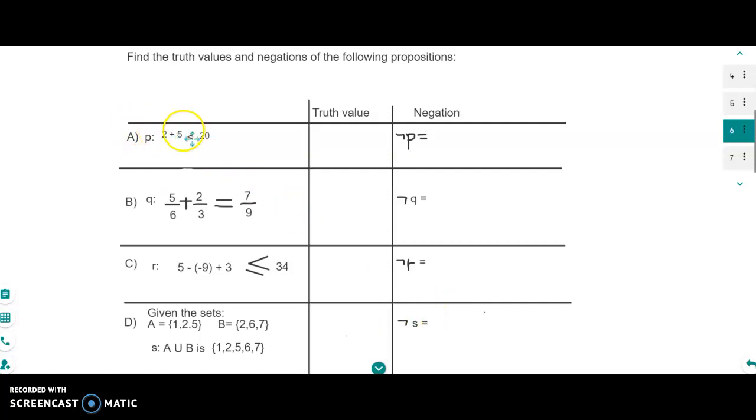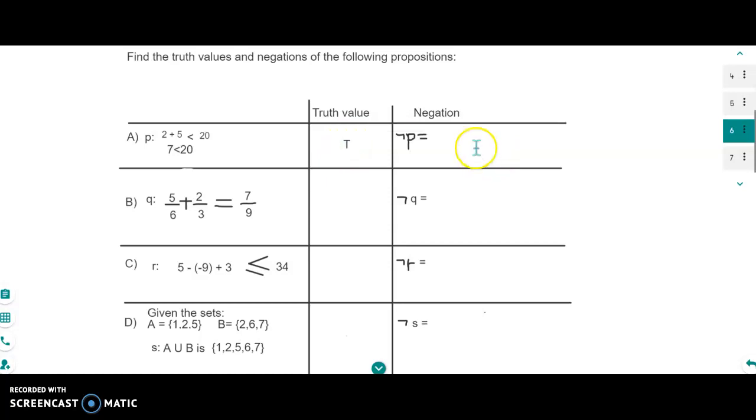How can we find the true value of this? We are going to find if 2 plus 5 is less than 20. How can we find it? We solve this operation and we find that 2 plus 5, that is 7, is less than 20. Is that true? 7 is less than 20. Of course, it's true. So this proposition is true. The true value is true.